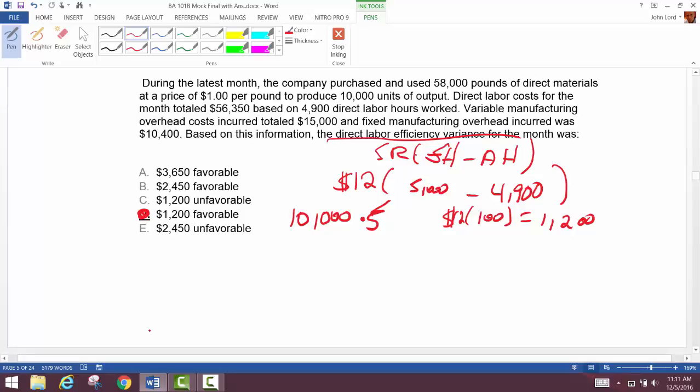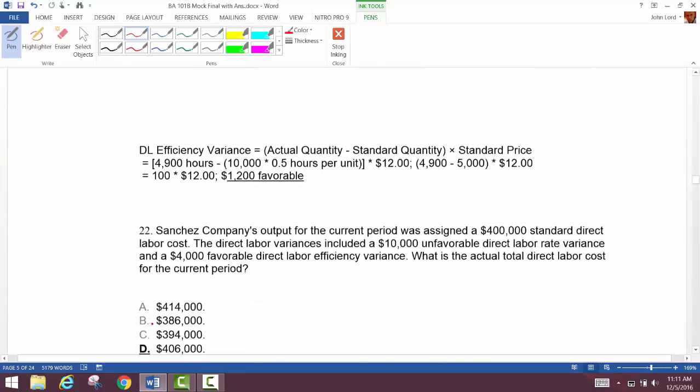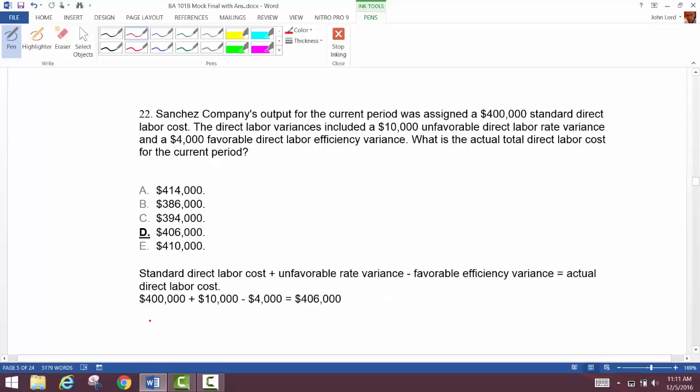Okay, come over and let's take a look at number 22 here. And yeah, this question is not anything like we've worked before, and you probably will have one like this on your test, okay, in which they ask me to do what? To come up with the actual direct labor cost for the period, okay? And in here, they tell me that they had a standard direct labor cost of 400.